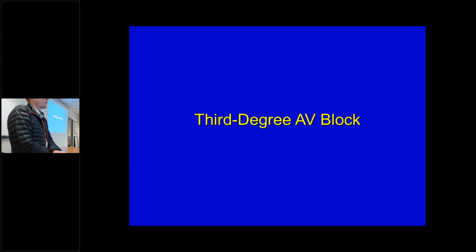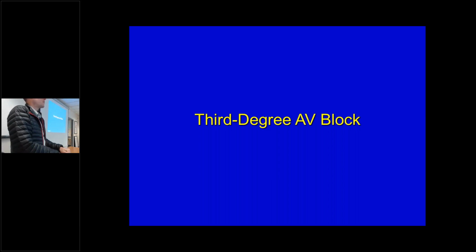Third degree AV block. Third degree is what kind of block? Incomplete or complete? Complete AV block. So what do you suspect your strip will look like? Well, you have QRSs after P waves. They're going to be dissociated. So you might randomly have a QRS that looks like it's after a P wave, right? But for the most part, they both beat regularly but independently.